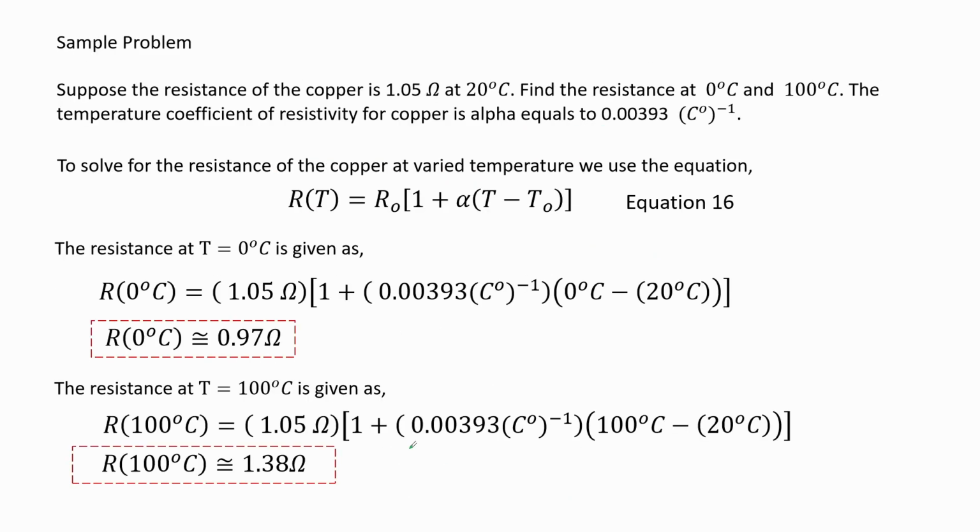Sample problem. Suppose the resistance of the copper is 1.05 ohms at 20 degrees Celsius. Find the resistance at 0 degrees and 100 degrees Celsius. The temperature coefficient of resistivity for copper is alpha equals 0.00393 per degree Celsius. To solve for the resistance of the copper at varied temperatures, we use equation 16. The resistance at 0 degrees Celsius is about 0.97 ohms, and its resistance at 100 degrees Celsius is about 1.38 ohms. We see that as the temperature is increased, the resistance increases.